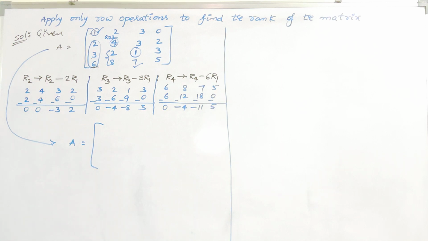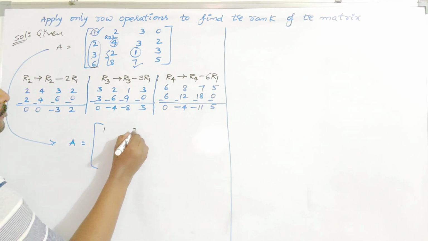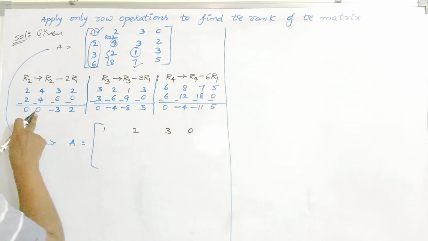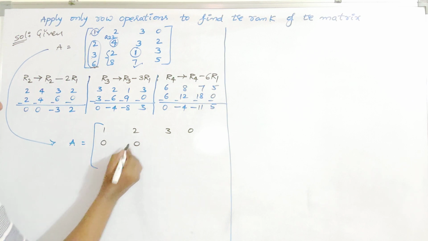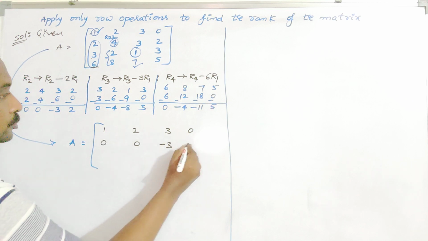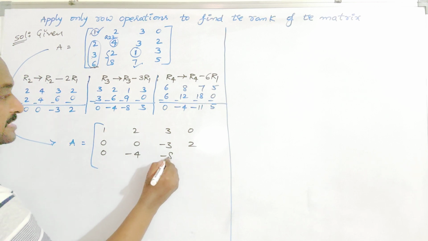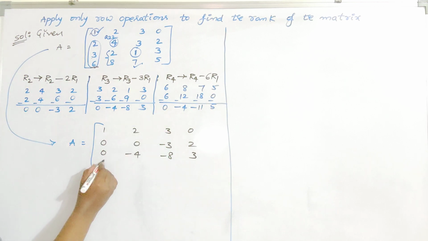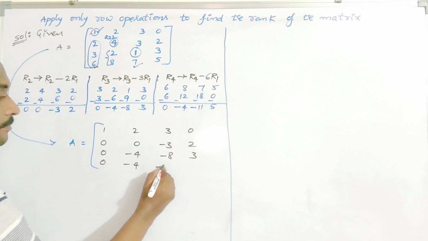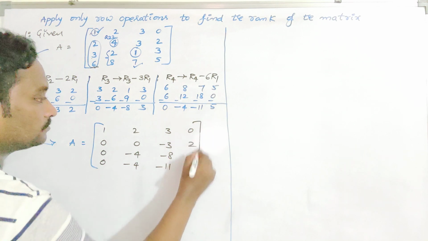Okay. Don't disturb the first row because we are disturbing only R2, R3, R4. So the first row is the same row: 1, 2, 3, 0. This is the second row: 0, 0, minus 3, 2. Third row: 0, minus 4, minus 8, 3. Last row: 0, minus 4, minus 11, 5.